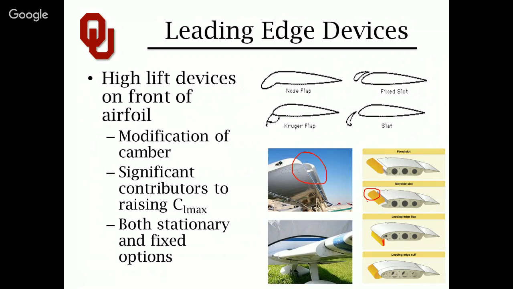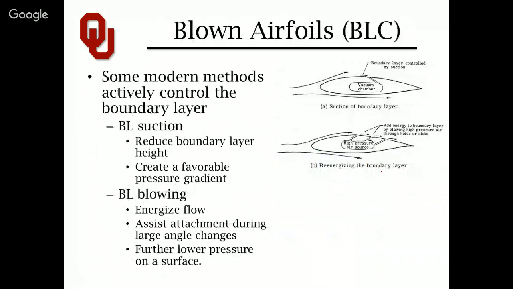You will see them deploy and then retract a movable slot at the front of an airfoil as they take off and land. That way they still get the low drag benefit of a clean airfoil during cruise, but they can generate very, very high coefficients of lift on landing.